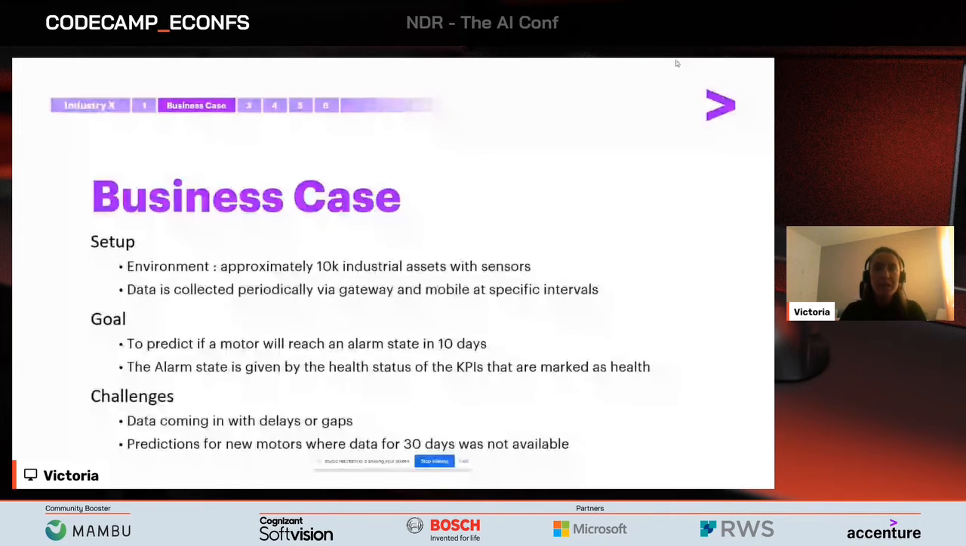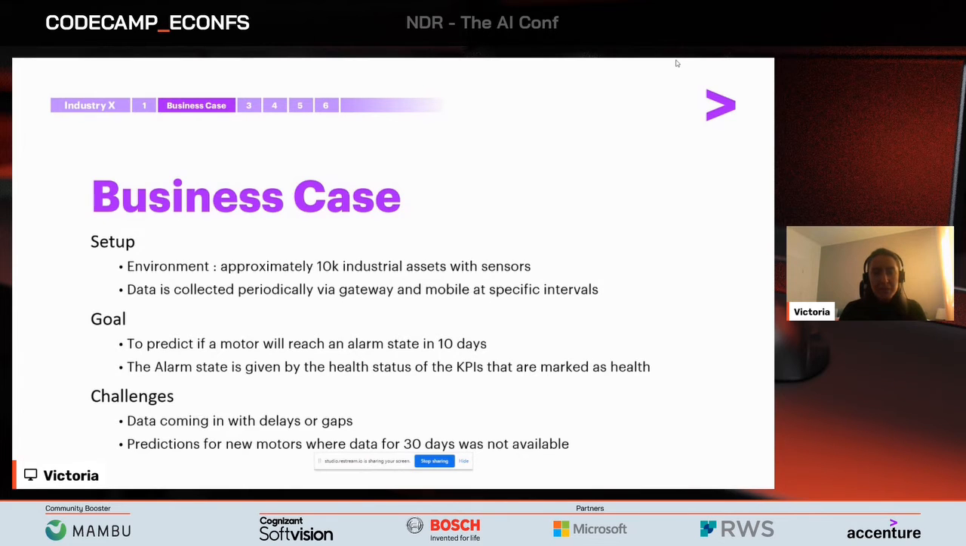What we try to do is for the motors, because we did the prediction separately for each type of asset, we try to predict 10 days in advance if a motor will reach an alarm state. The alarm state is given by some of the measurement types that come with the data collection. These measurement types also have, besides the measurement value, a health status associated. The health status can be normal, alert, and alarm. The alarm state was what we were interested in.